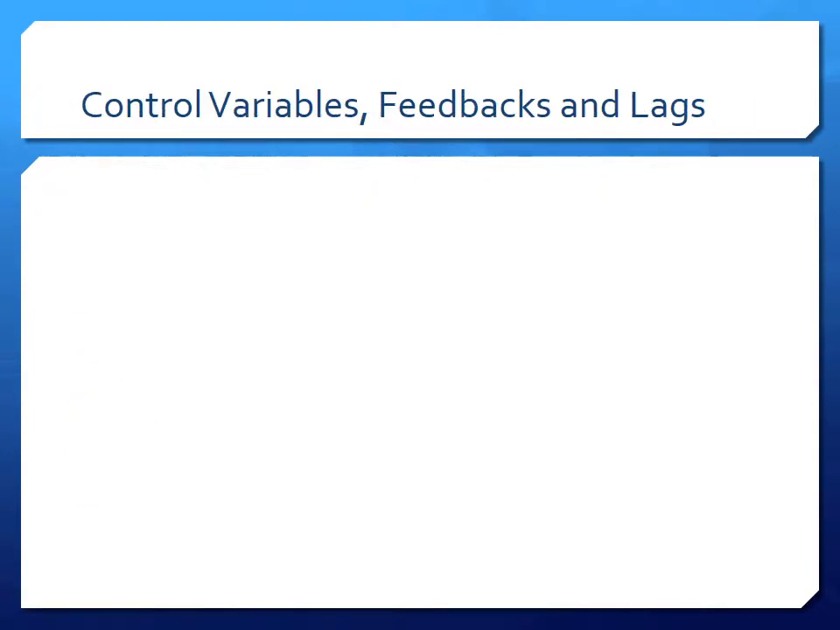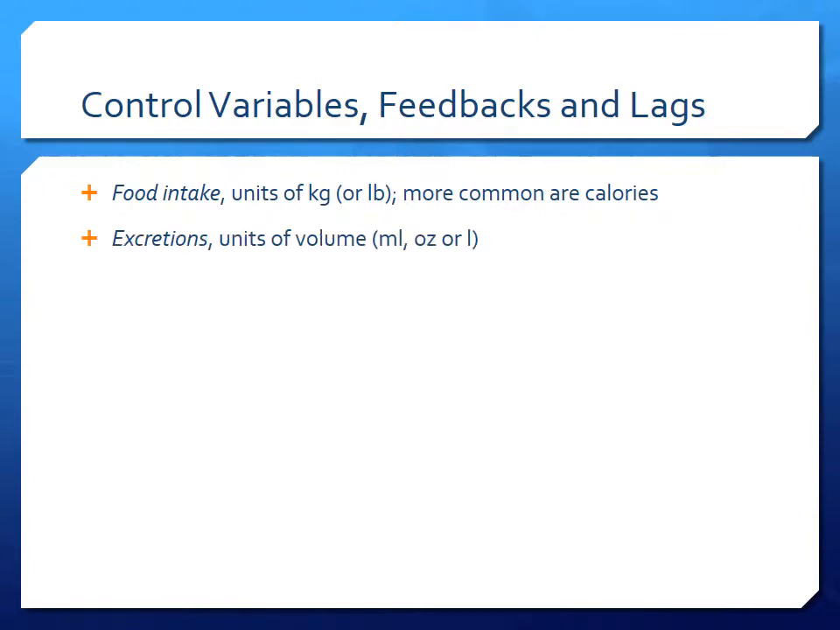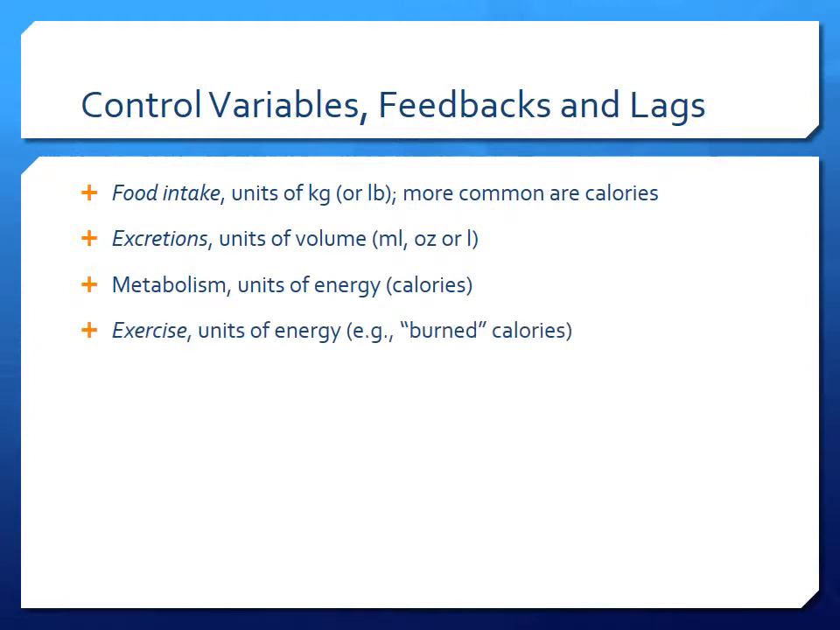Now, in our example, the food intake, which could have units of kilograms or pounds, could be a control variable. Although more commonly, calories are the usual control variable in the case of body weight. Excretions have volumetric units, so milliliters, ounces, or liters. Metabolism has units of energy, essentially calories, either intake calories or burned calories. Same with exercise. So metabolism and exercise are in the same realm. They don't have the exact same dynamics, but they have the same units. Sometimes comparing units allows you to draw these analogies. For example, metabolism and exercise both burn calories in the human body. They both reduce body weight, or tend to reduce body weight.